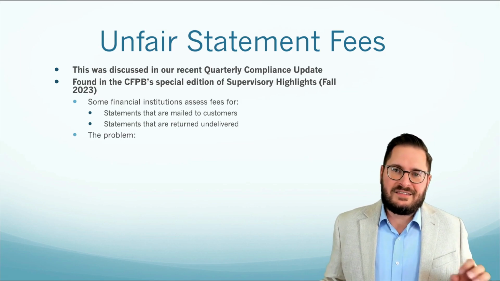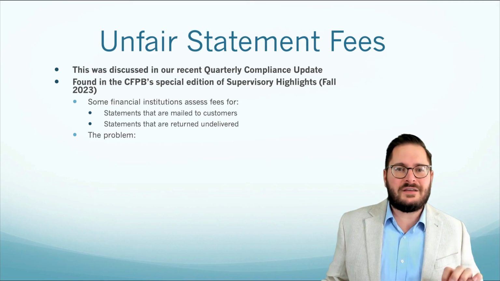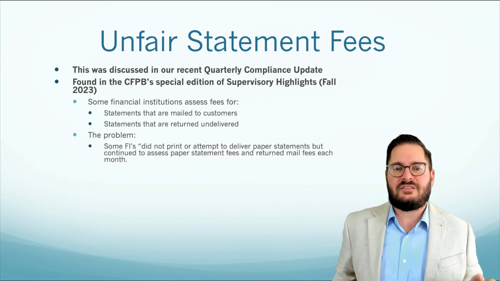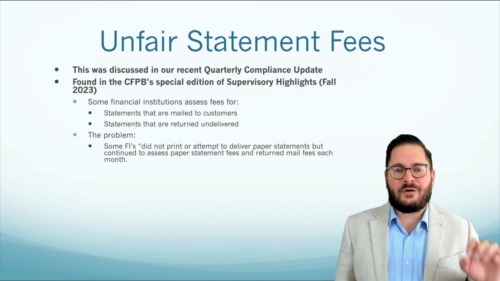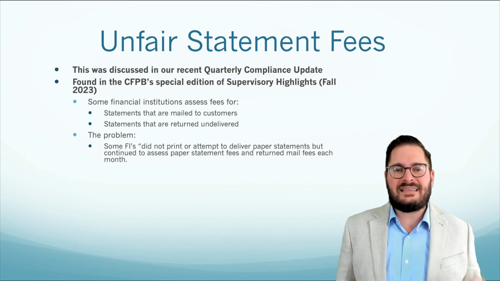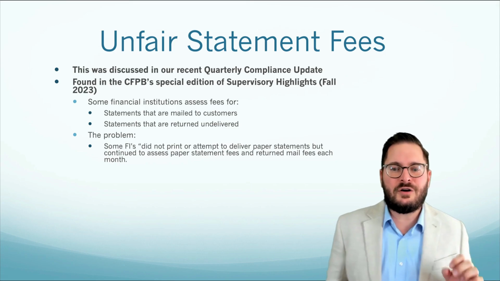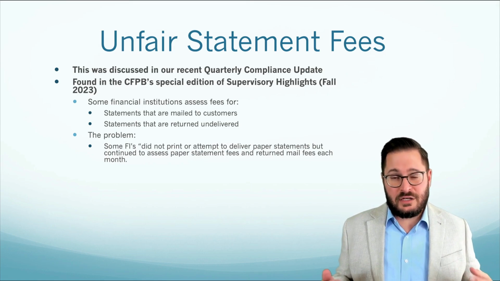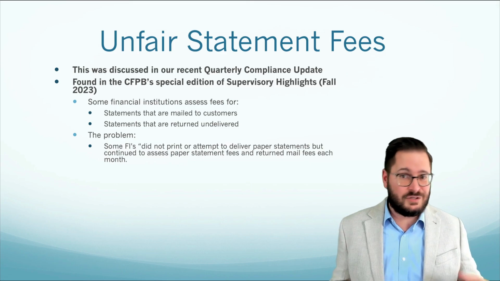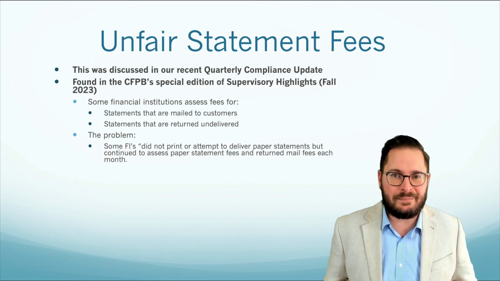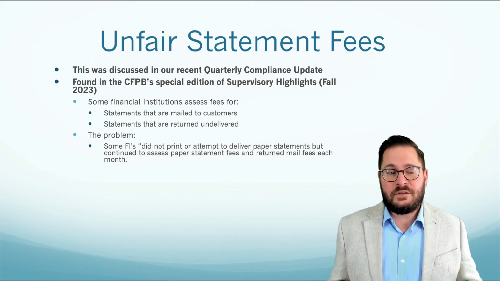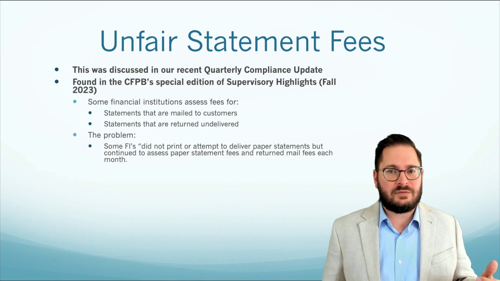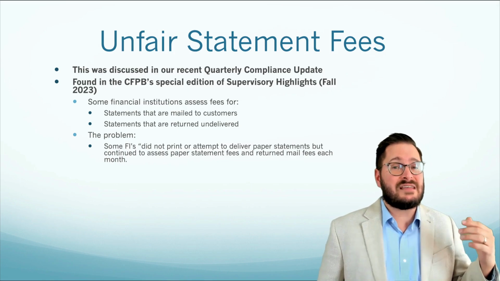However, the CFPB found instances that caused them to fear that there was an unfair act or practice. What was happening was some financial institutions, and I quote, "did not print or attempt to deliver paper statements, but continued to assess paper statement fees and return mail fees each month." Now, I understand in financial institutions, when you're mailing statements on a regular basis, you do this each month or each quarter, depending on the account type. But if you're mailing statements every month, and you have a customer who has either moved or given you a wrong address, you're going to end up with return mail from that customer.